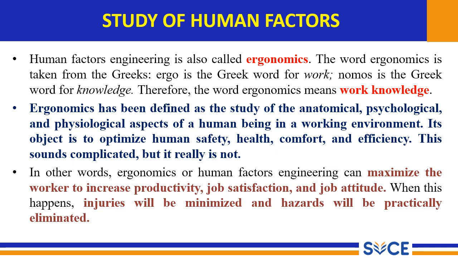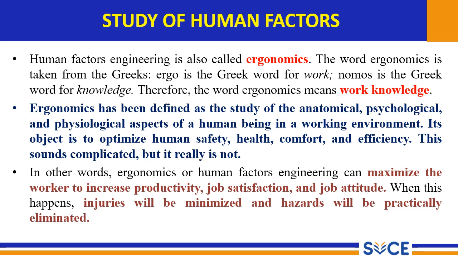Ergonomics has been defined as a study of anatomical, psychological, and physiological aspects of human beings in a working environment. Its object is to optimize human safety, health, comfort, and efficiency. This sounds complicated, but it is really not. Basically, ergonomics is a study of how correctly a human being can work in an environment, how to perform a job without compromising the health, efficiency, comfort, or safety aspects.